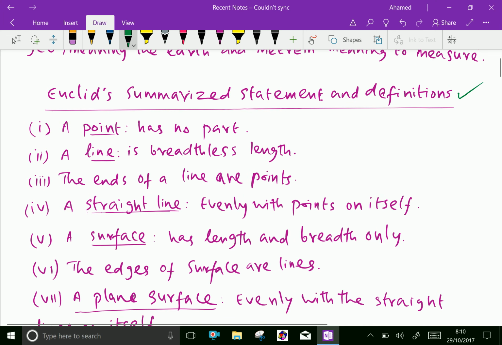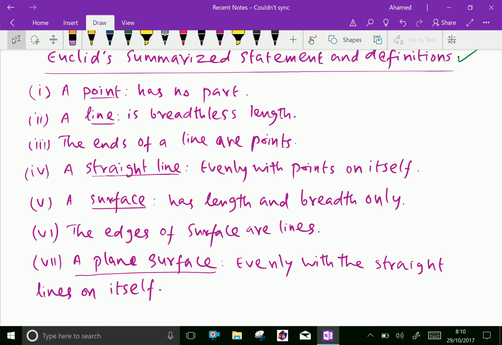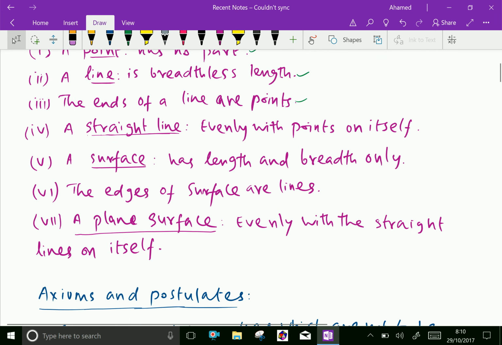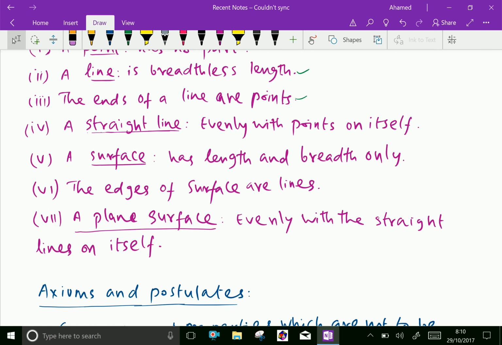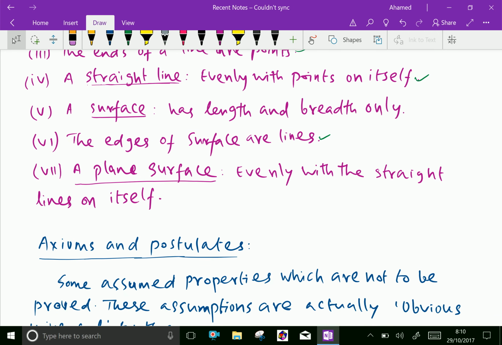A point has no part. A line is breadthless length. The ends of a line are points. A straight line lies evenly with the points on itself. A surface has length and breadth only. The edges of a surface are lines. A plane surface lies evenly with the straight lines on itself.